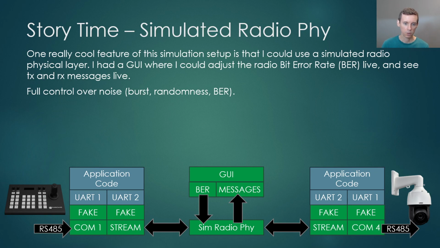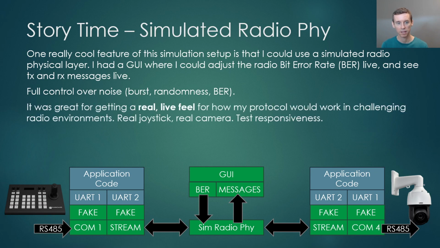Now I had full control over the simulated RF noise. We could have burst noise, whatever randomness or bit error rate. And this was really cool because I could get a real life feel for how my protocol would work in challenging radio environments. So I'm working on a real joystick over here, and I can see my camera moving over there. I can test the responsiveness, find some issues, and I did find some issues too.